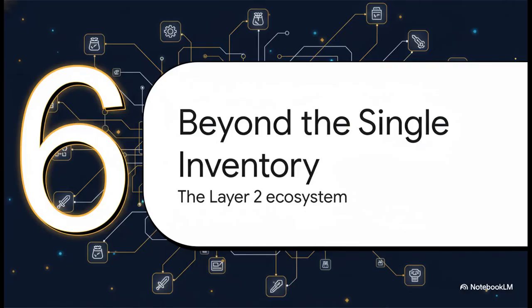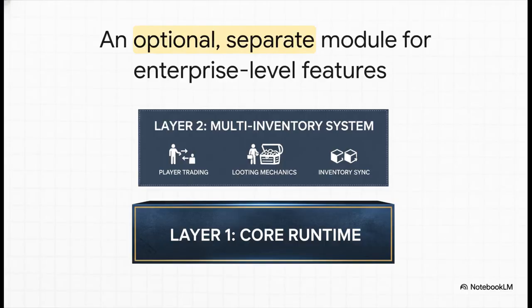And the cool thing is, the architecture is designed to think bigger than just one player's backpack. It's built from the start to handle even more complex game systems down the road. And that bigger picture thinking is formalized in something called Layer 2. You can think of this as an optional expansion pack for your inventory, designed specifically for those big, complex features where two different inventories need to talk to each other.